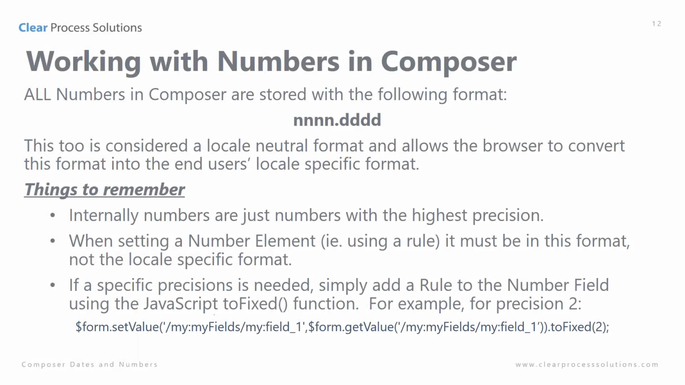Numbers are very similar. They also have like a neutral format, an internal representation. And it's just the number with a period as a decimal separator. The key thing to remember here is internally, numbers are just numbers, and what it's going to do is store that number in its highest precision. So if you do any calculations or you type in up to 8 decimal points, it's going to save it internally as 8 decimal points, independent of what the format is on your form.